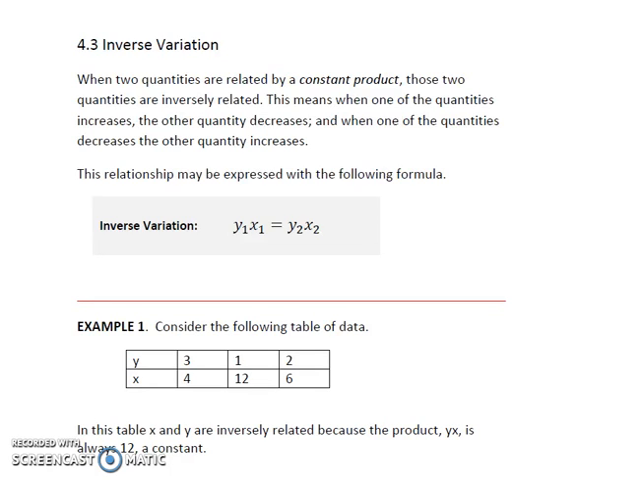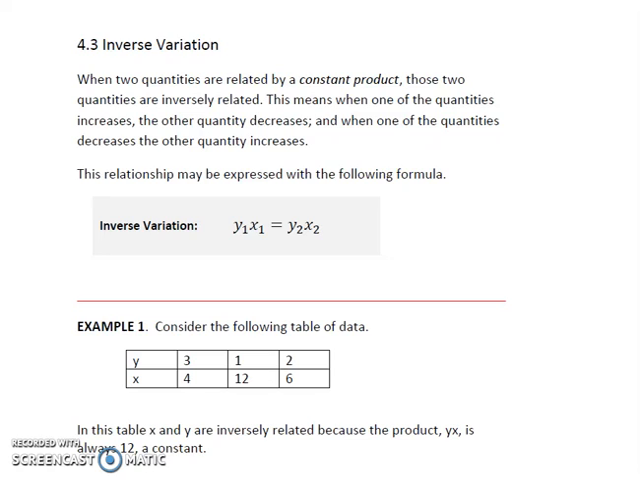Direct variation was two quantities related by a constant ratio. Now, inverse variation is two quantities related by a constant product. Those two quantities are inversely related. This means when one of the quantities increases, the other quantity decreases. And when one of the quantities decreases, the other quantity increases.